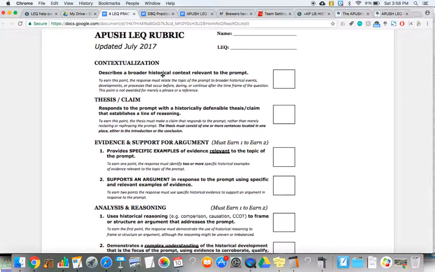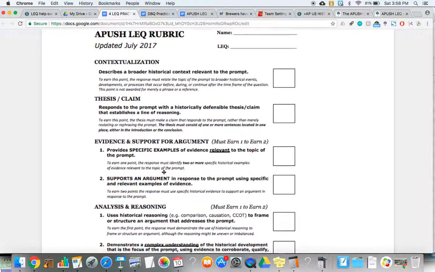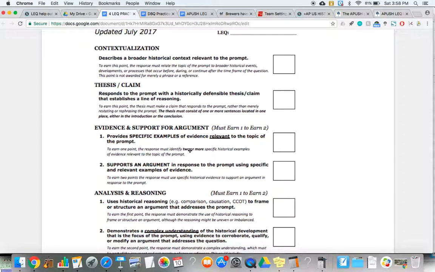You don't need to be perfect, but I would say the first 3 points are very doable on this, ladies and gentlemen. Context, thesis, have some evidence to identify 2 or more specific historical examples that are relevant to the prompt. So we're shooting for at least 2, baseline 2, but let's try and have 4. You get about 45 to 50 minutes to do this essay, so you can for sure have more than 2 pieces of evidence and argue them.